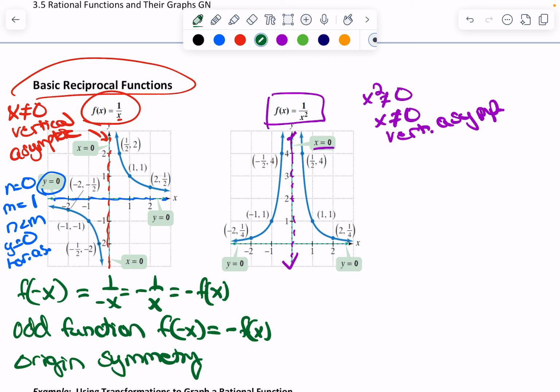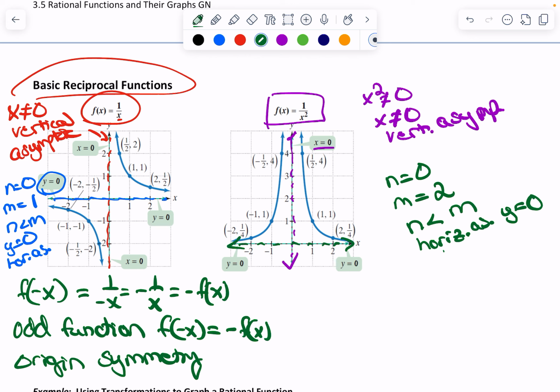For the horizontal asymptote, again, 1 is the numerator, so the degree of the numerator is going to be 0. There's no x. The degree of the denominator is 2, so we know that the degree of the numerator is less than the degree of the denominator. So our horizontal asymptote is going to be y equals 0 in that case. So this one right here.